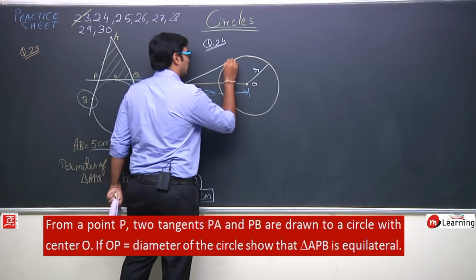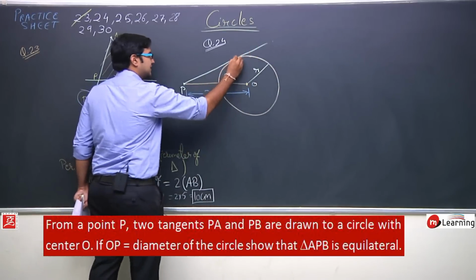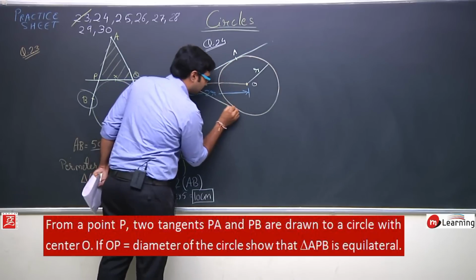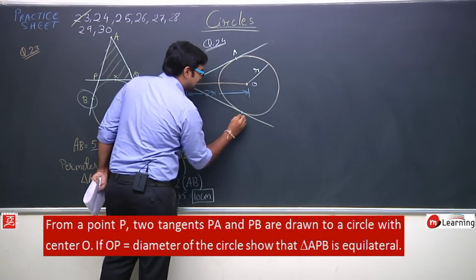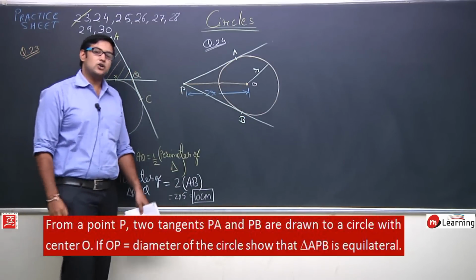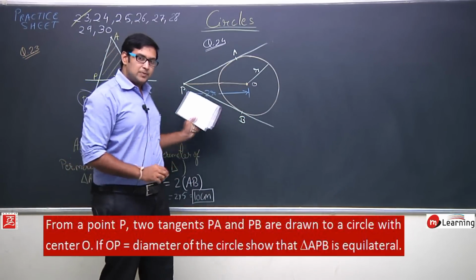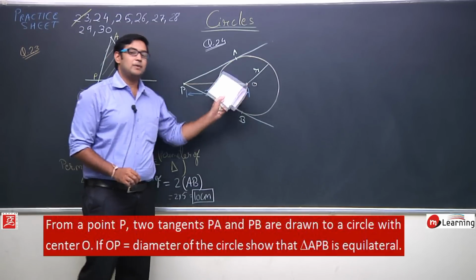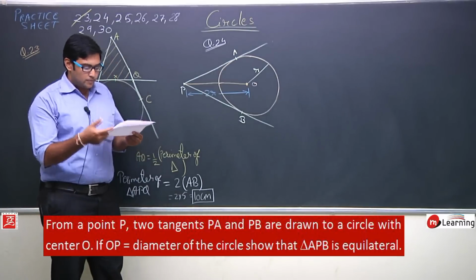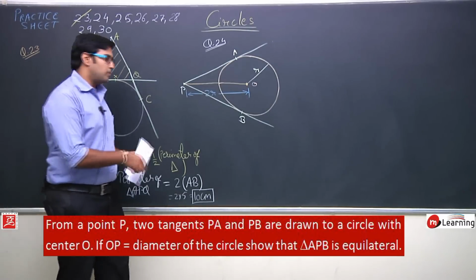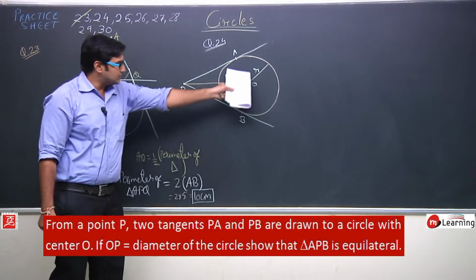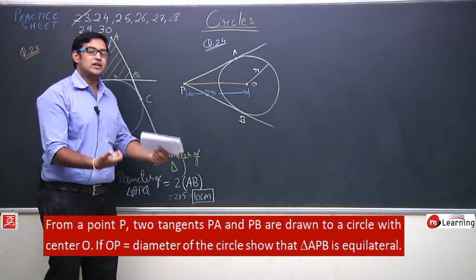So this is the first tangent, let us say this is PA, and this is the second tangent, let us say this is PB. So PA and PB are two tangents drawn from this point P, and it says if OP is the diameter of the circle, so OP distance is equal to the diameter of the circle, that is 2R. The radius of the circle is R, that is what I have assumed.